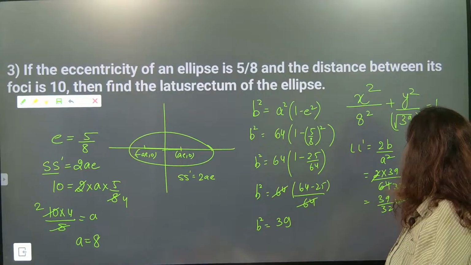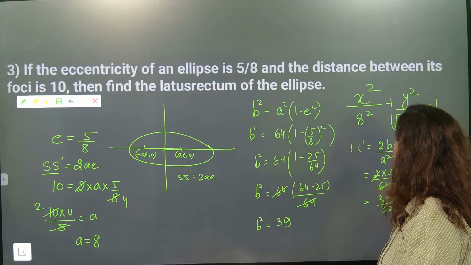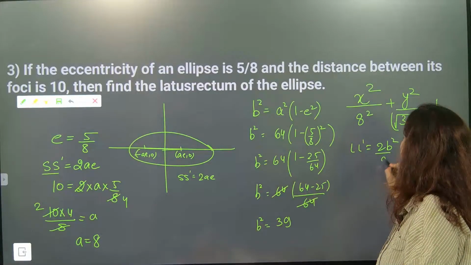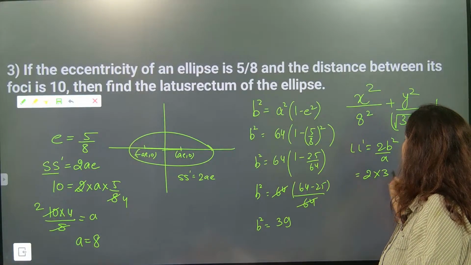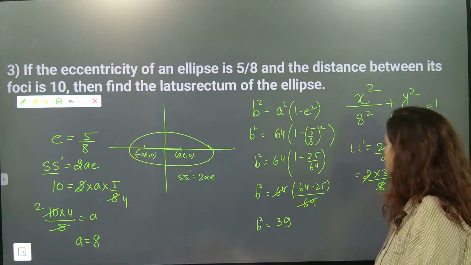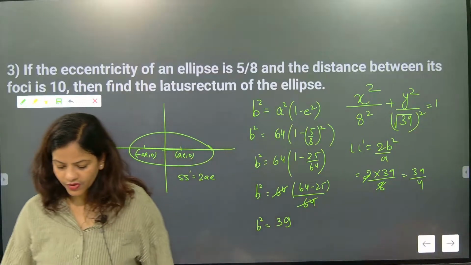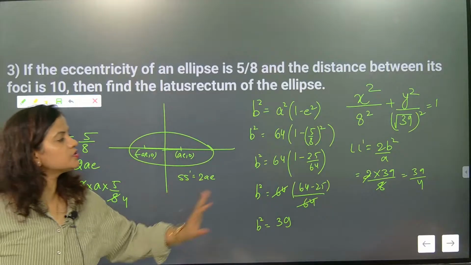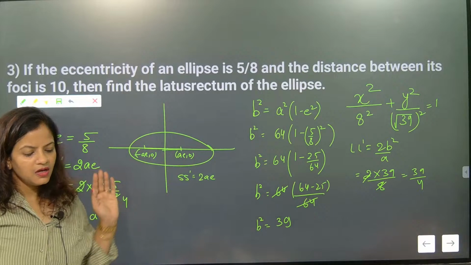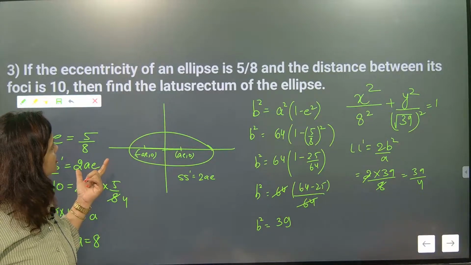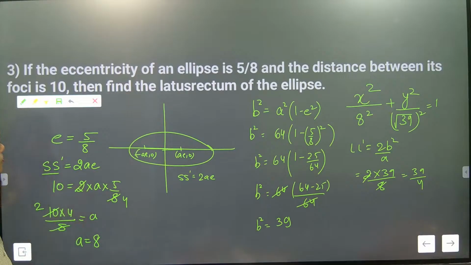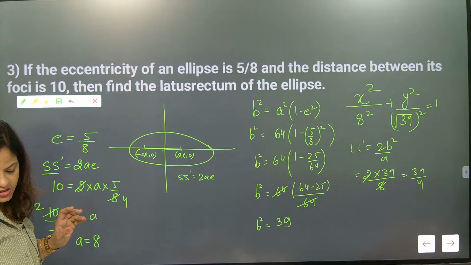Sorry, I wrote the formula wrong. It is 2b square by a. So it is coming 2 into 39 by 8, which is 39 by 4. So 2b square by a is written, and they asked the latus rectum length, and we got the latus rectum length. So this is a way to proceed with this question. I think Rudra, did you get this value, beta?